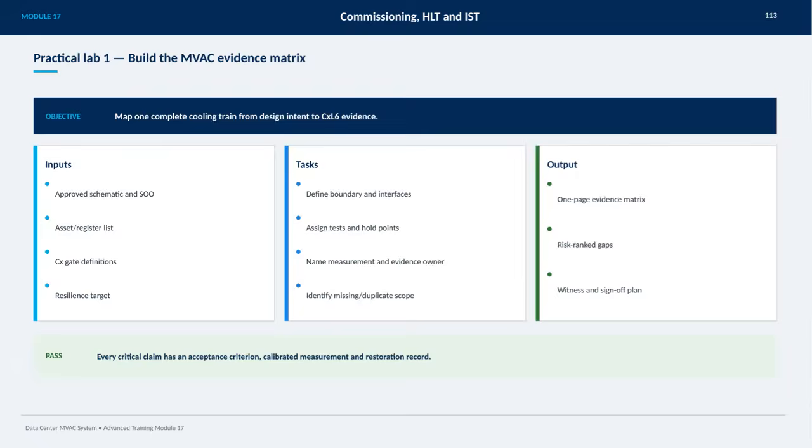On this slide, we focus on Practical Lab 1, where the main objective is to map a complete cooling train from the design intent through to CXL6 evidence. To achieve this, we start with key inputs like the approved schematic and ESCO, the asset register list, CX gate definitions, and the resilience target. These inputs are crucial because they form the foundation for accurate mapping.